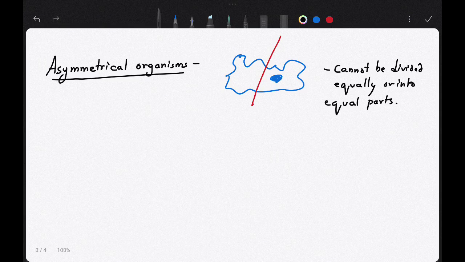Now the questions that would come in your exams are: define different types of symmetry, or discuss different types of symmetry with examples, and why such symmetry is required in those organisms.